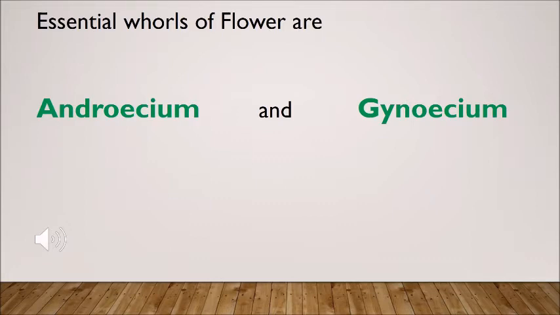Next, gynoecium is the collective term for the carpels of the flower. It is the female part of the flower. Each carpel is made up of three parts, that is ovary, style, and stigma. So gynoecium is the female reproductive part of the plant, and it consists of three parts: ovary, style, and stigma. And this gynoecium results in the formation of the female gametophyte, which further results in the fertilization process.